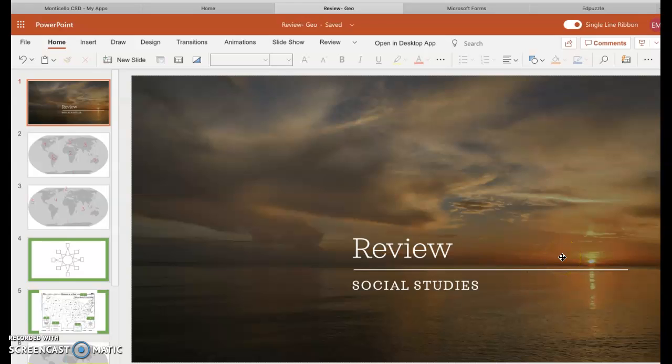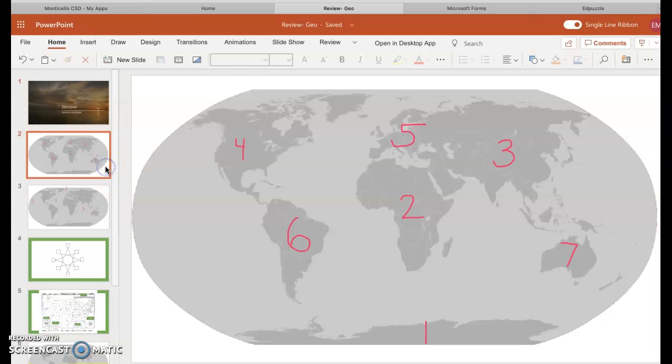All right, everyone. So we are going to review. This is Miss McLaughlin. So a few things, we're going to start off with this slide. So we can see that it is our globe of our world. And there are different numbers, 1 through 7, because there are 7 different continents. So we are going to go through.